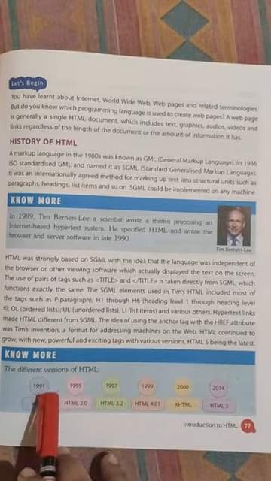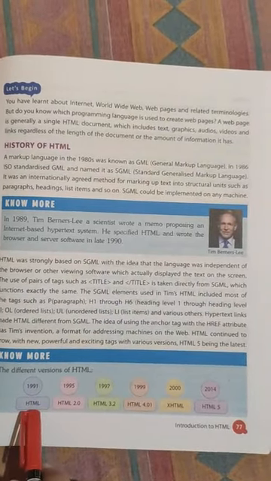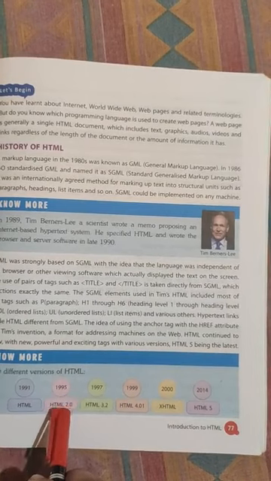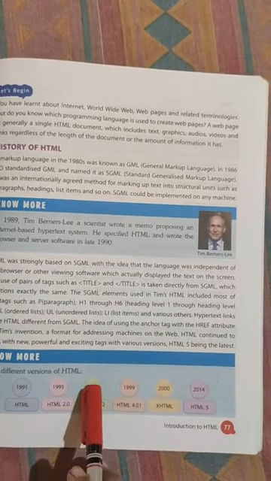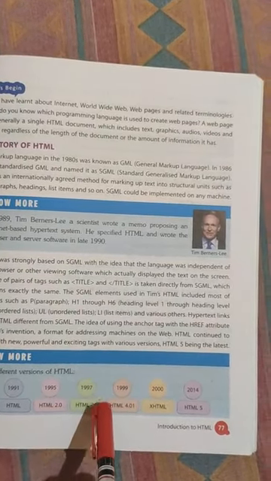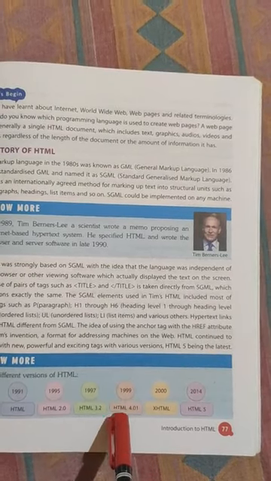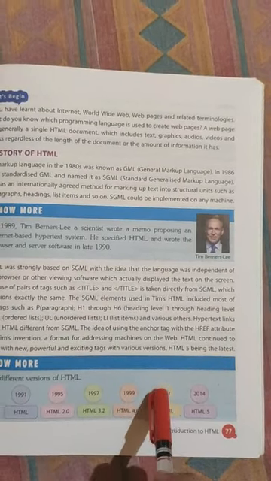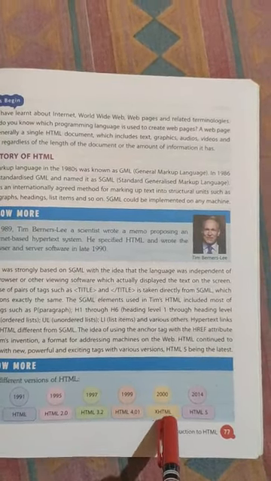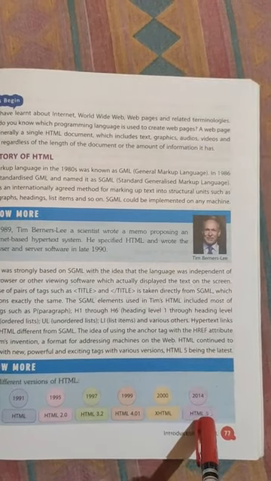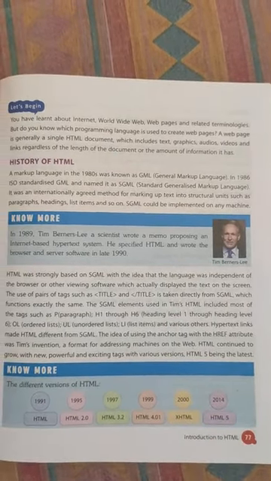In 1991, it is HTML. 1995, HTML 2.0. 1997, HTML 3.2. 1999, HTML 4.01. And 2000, XHTML and 2014, HTML5. Got it? This is the versions of HTML.